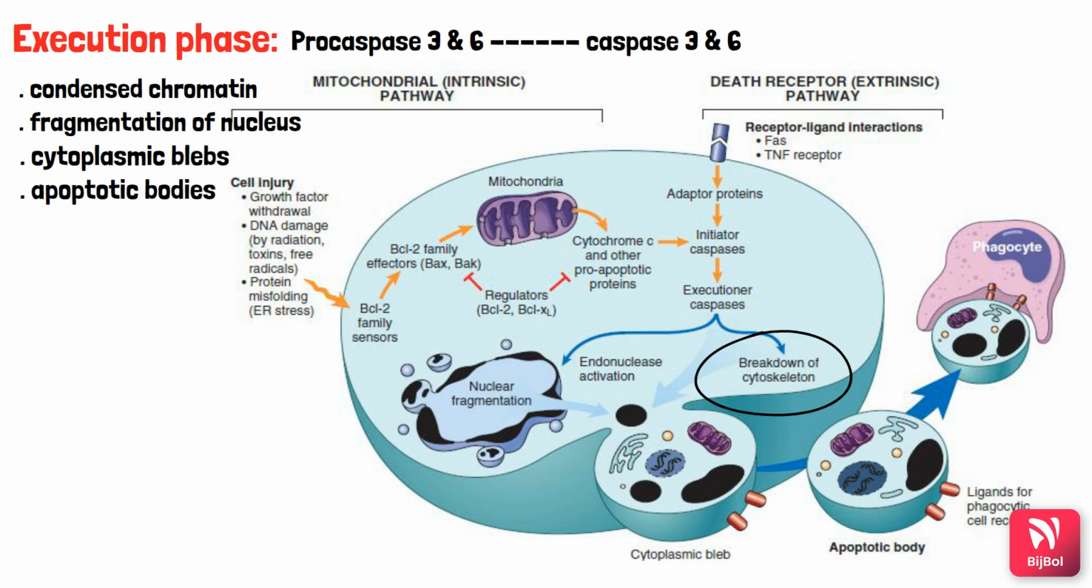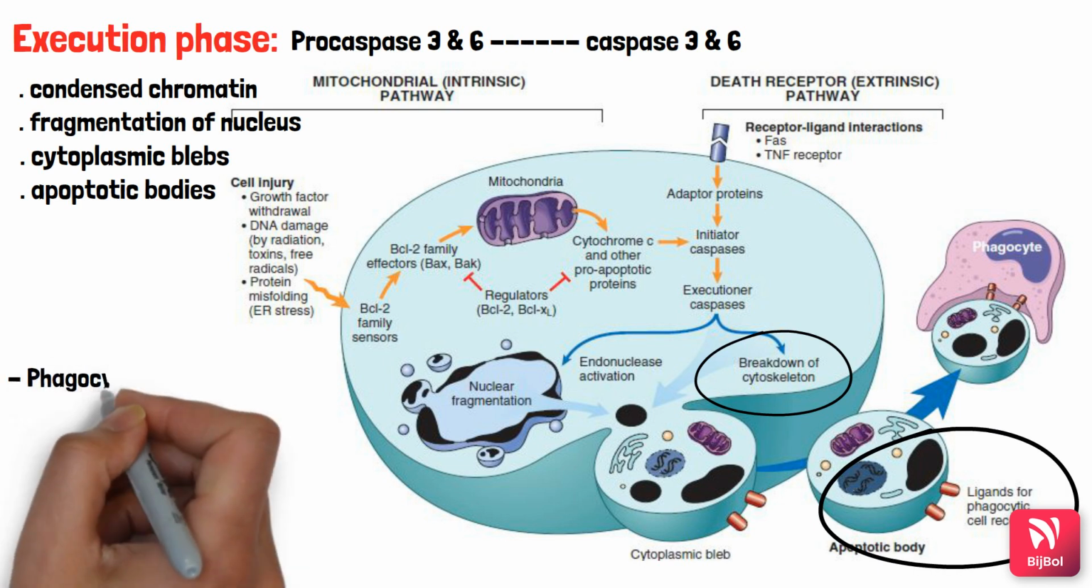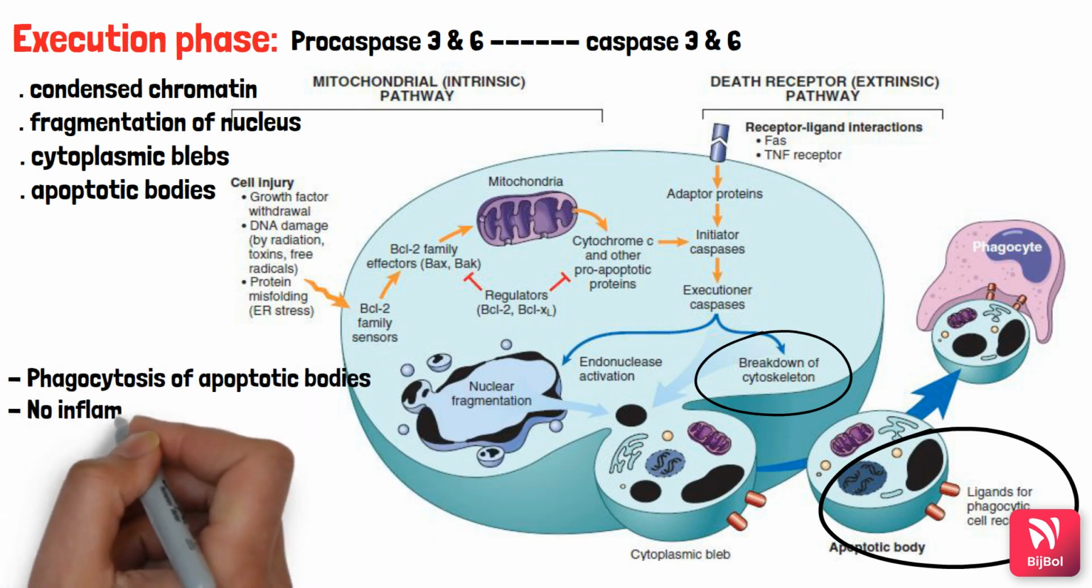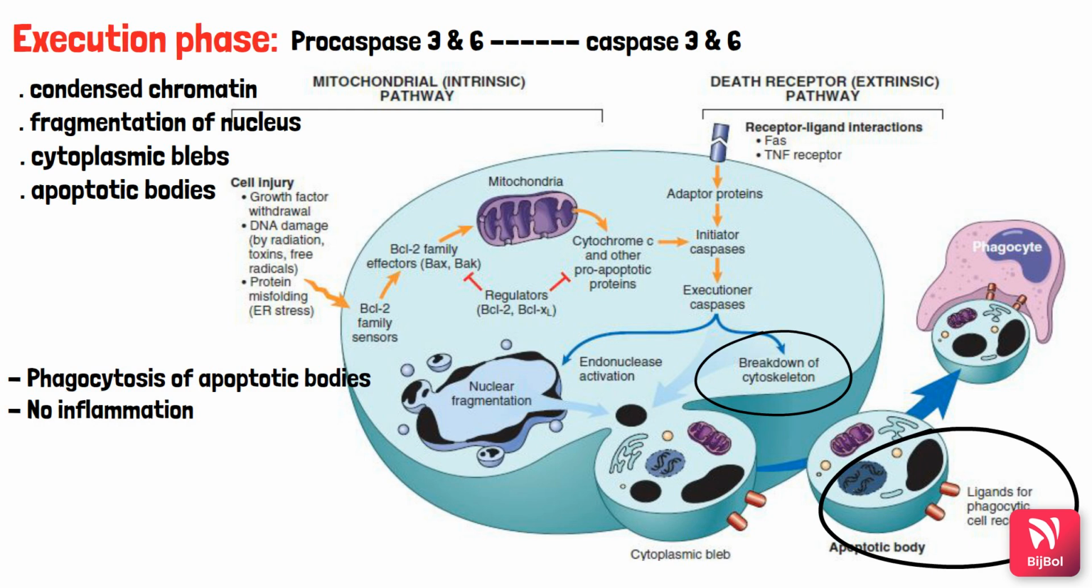Whenever these apoptotic bodies are formed, the phosphatidylserine present on the inner side of the cell membrane will move towards the outer side. So those will act as ligands for the phagocytes. Now that the phagocytes have seen their ligand, they will come and start to phagocytose the apoptotic bodies. And when compared to necrosis, in apoptosis there will not be any acute inflammatory reaction. Why? Because there is no leakage of the cellular contents towards the outside. That is the main difference. There will not be any inflammation.